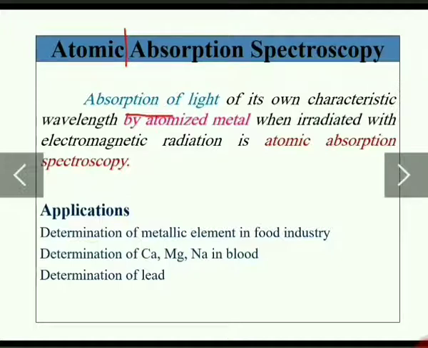Let's go through the principle. Absorption of light by atomized metal when it is irradiated with electromagnetic radiation, that is atomic absorption spectroscopy. So the main application is to find out the metallic content in the sample. The application goes like this: determination of metallic content in the food industry, determination of calcium and magnesium in the blood serum, determination of lead in the petrol, etc.